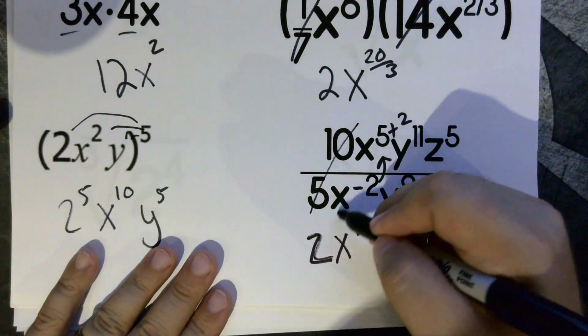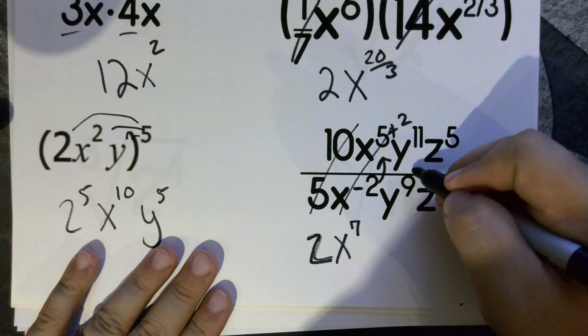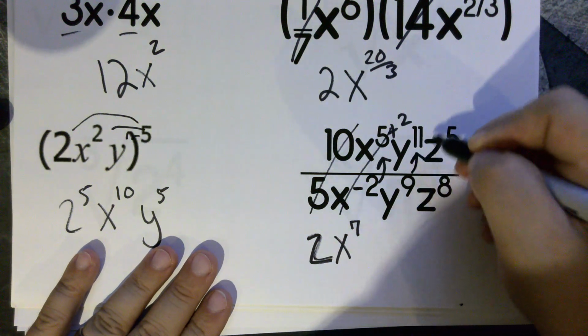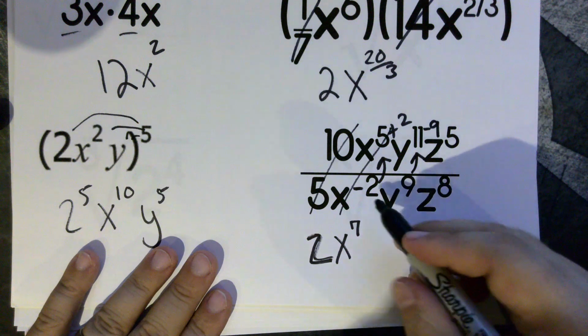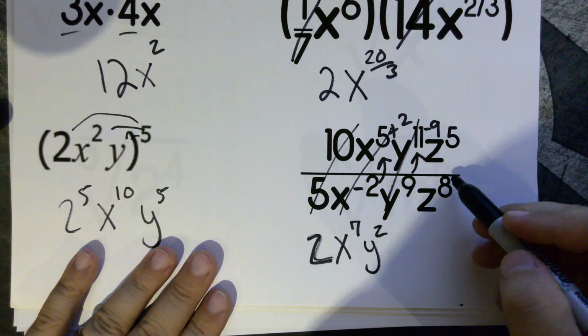Okay, so he's done, y to the 11th over y to the 9th. 9 is smaller, so the y to the 9 is coming up. We're going to subtract that from 11. That's y squared.